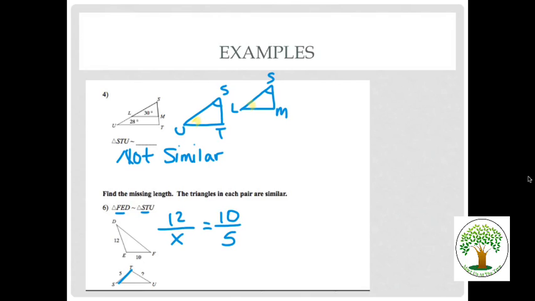There's 2 ways to do this. You guys can cross multiply, but I want you to notice something really quick. Do you notice that 10 divided by 5 is 2? So you'll want 12 divided by something that is 2. So what is X going to have to be? 6. Do you understand? This will reduce to 2, so that one has to reduce to 2. But you can also do the cross multiply. That's 60 equals 10x. Divide by 10. X will still be 6.